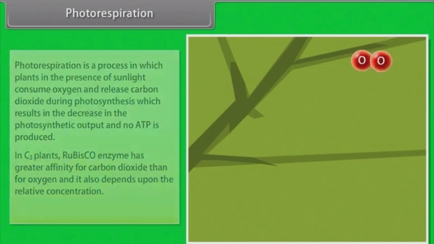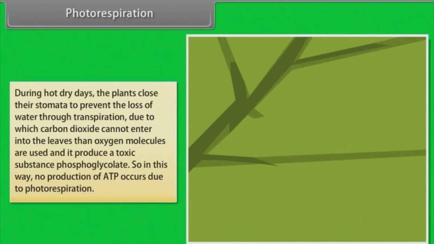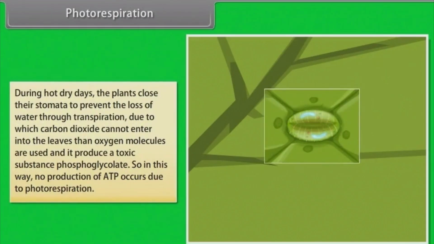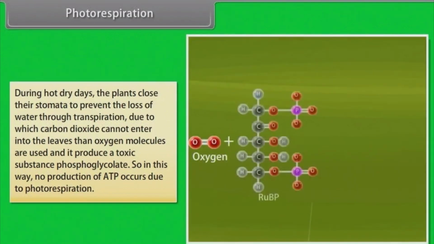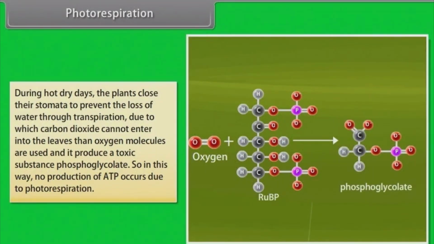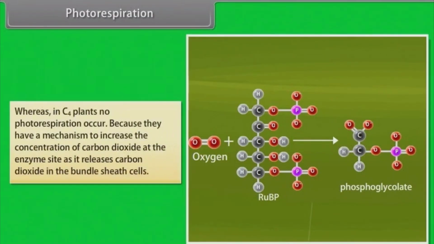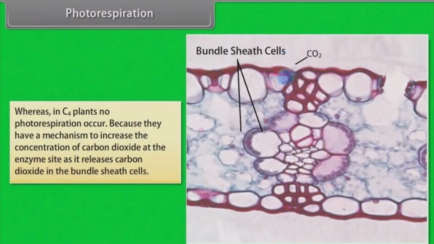relative concentration. During hot, dry days, the plants close their stomata to prevent the loss of water through transpiration, due to which carbon dioxide cannot enter the leaves, and then oxygen molecules are used and it produces a toxic substance, phosphoglycolate. So, in this way, no production of ATP occurs due to photorespiration. Whereas in C4 plants, no photorespiration occurs because they have a mechanism to increase the concentration of carbon dioxide at the enzyme site, as it releases carbon dioxide in the bundle sheath cells.